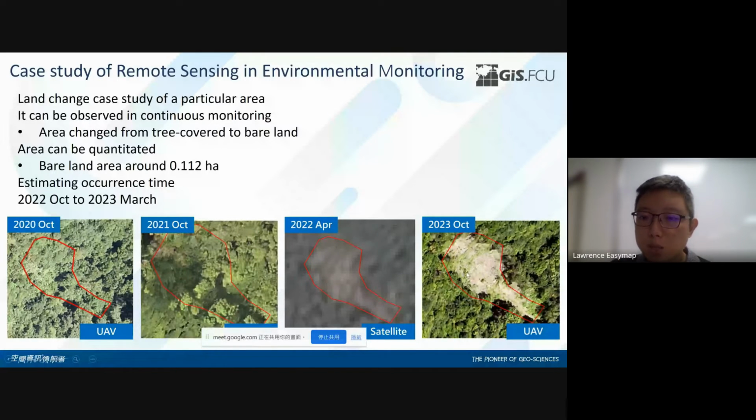We can make use of the software to circle the area and estimate how large the affected area is. In this case, the bare land is around 0.112 hectare. It is not too big, but it is already an area of concern. And we estimate that it occurred between the year 2022 and 2023. So by comparing the image history, you can see a lot of things.